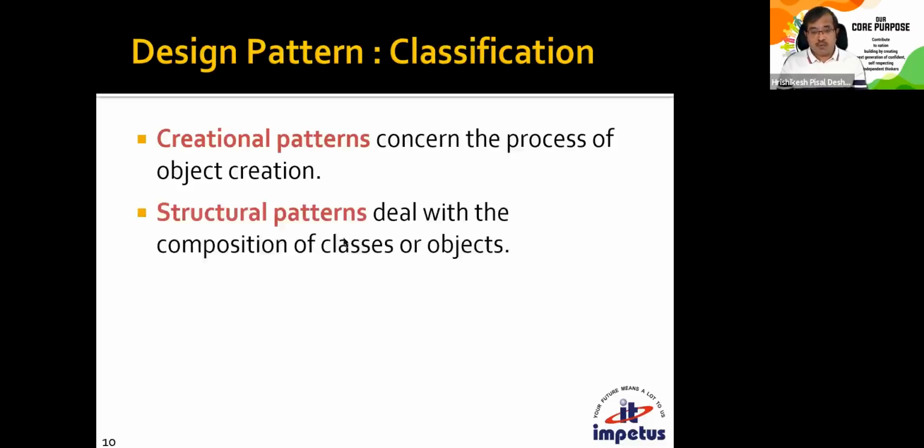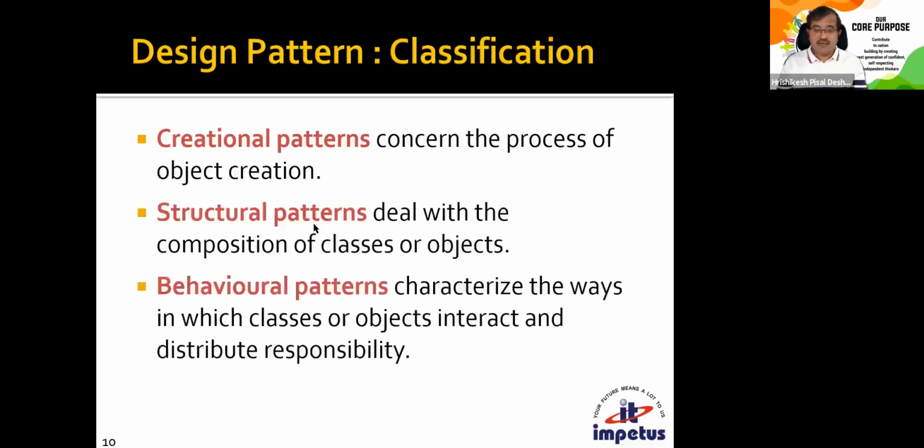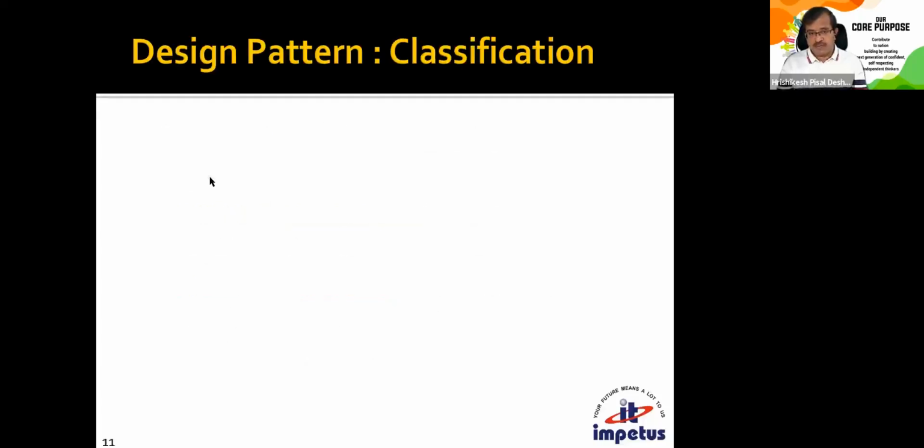Structural deals with composition of classes and objects. And third is behavioral patterns, which characterize the way in which classes and objects interact and distribute responsibility. So this is part one of our seminar. In part one, we are going to focus on creational, part two on structural, and part three on behavioral. So it's a 3-part series, wherein I'll try and give you glimpses about various design patterns from each of these categories. Today, we're going to focus more on the creational patterns.